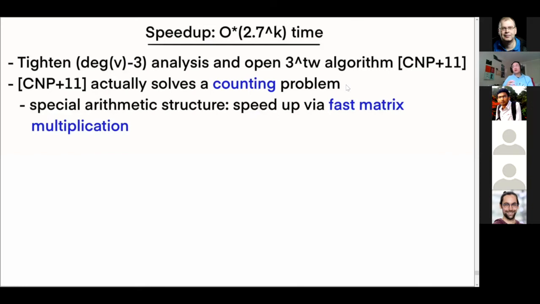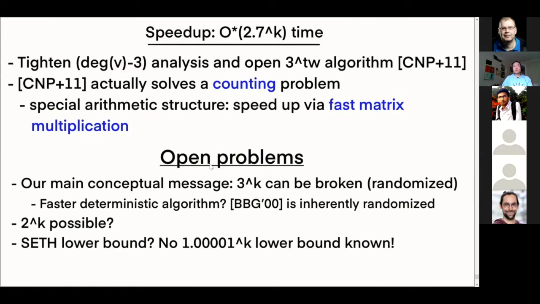And counting is an inherently arithmetic kind of problem. This Cut&Count algorithm has some special arithmetic structure that allows it to be sped up with fast matrix multiplication. So it turns out if we apply fast matrix multiplication, then this gives an improvement. Why that is is very complicated and requires diving deep into the Cut&Count algorithm, but this gives an improvement. So finally, the open problems.